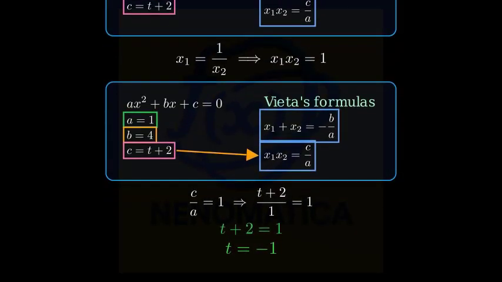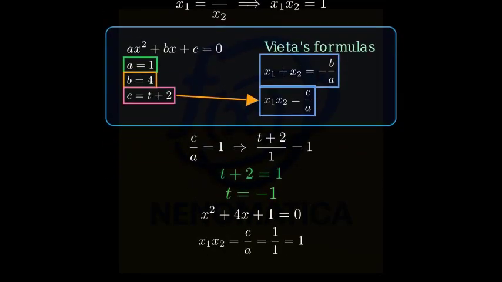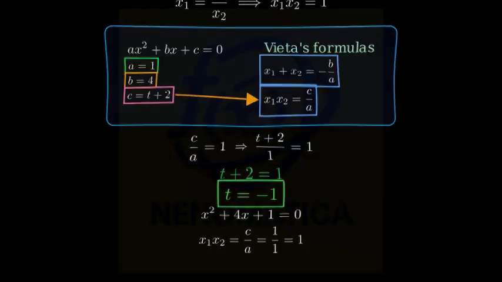Let us quickly check. If t equals negative 1, the equation becomes x squared plus 4x plus 1 equals 0. For this equation, a equals 1 and c equals 1, so the product of the roots is c over a equals 1, as required. Our result is consistent.